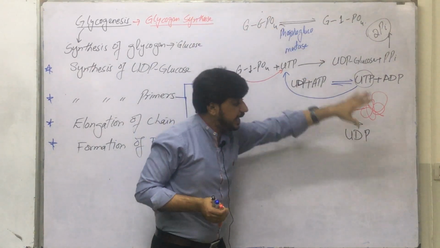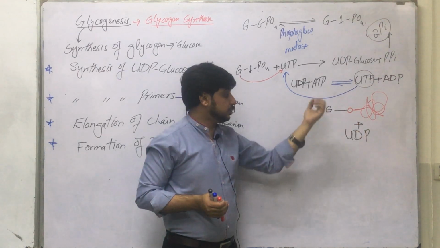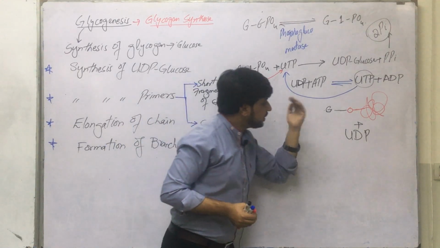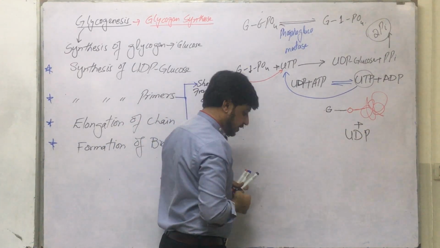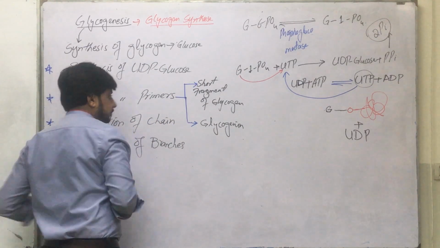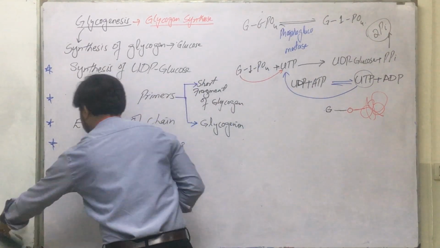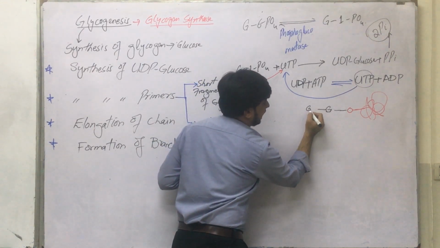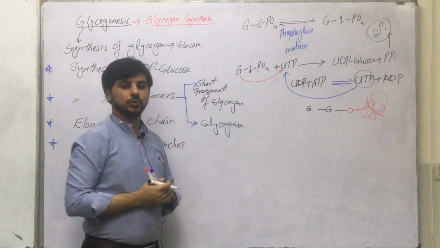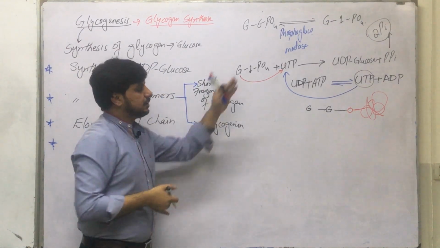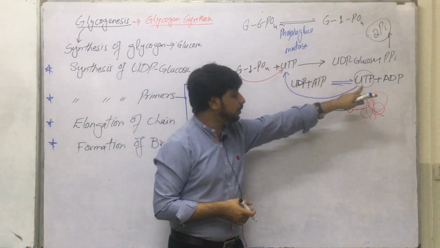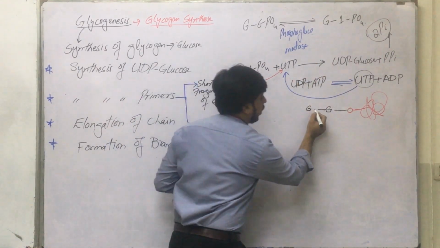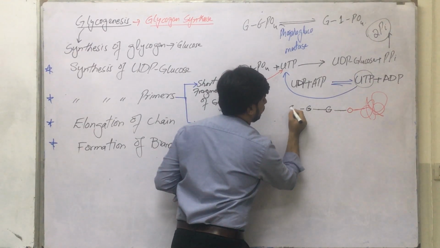it will come to the glycogenin, to this primer, and it will give off the glucose molecule to this glycogenin, and as a result there will be the addition of another molecule of glucose. Then again that UDP will be converted back into the UTP, and again it will carry another molecule of glucose and give it off to this glycogenin molecule.